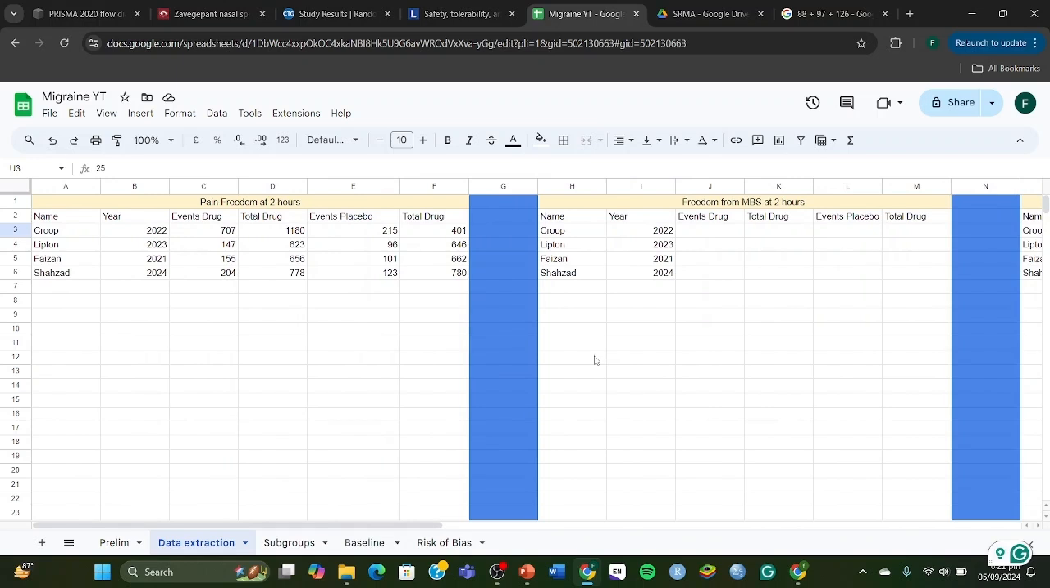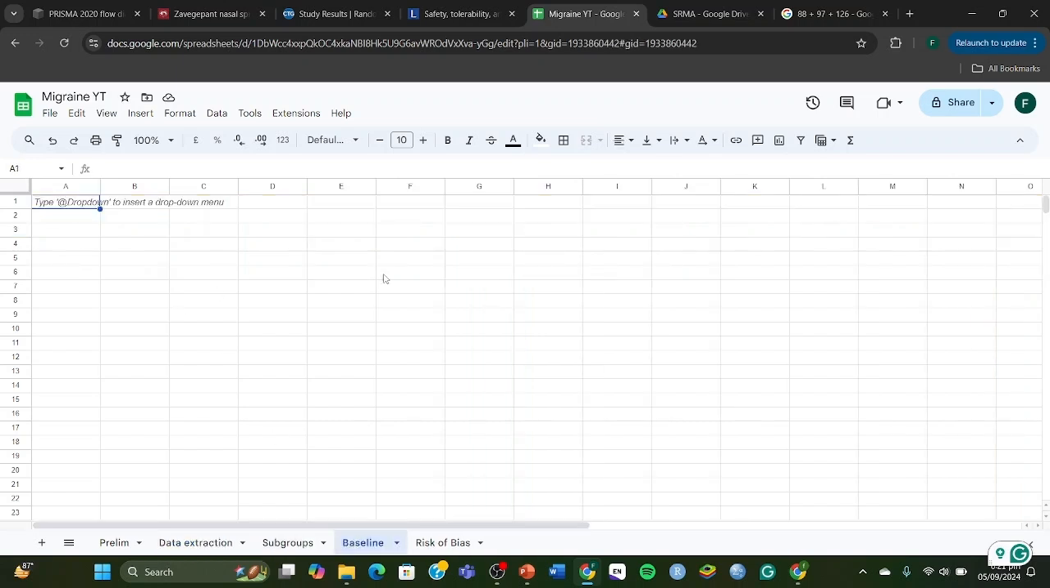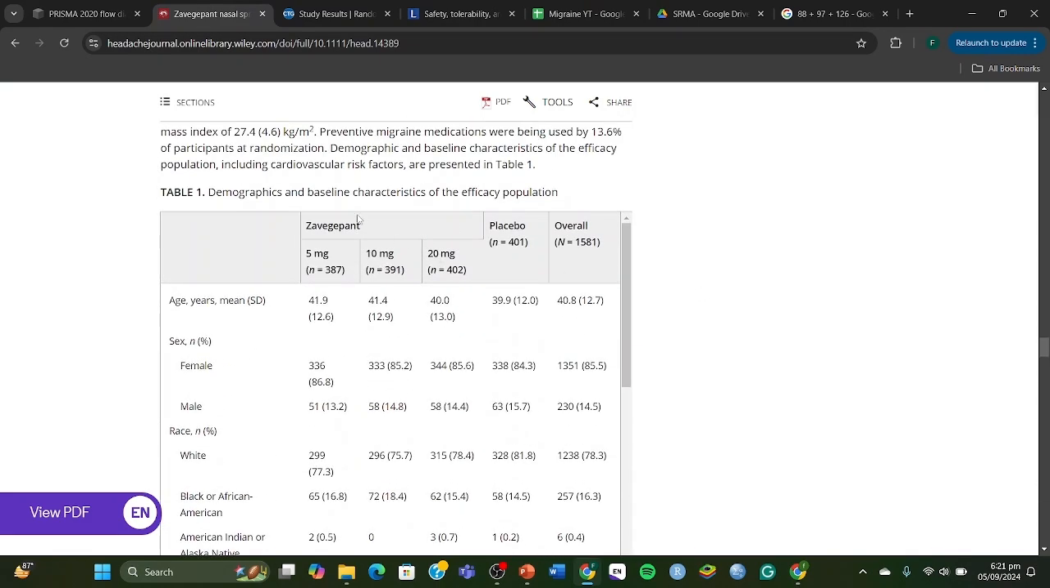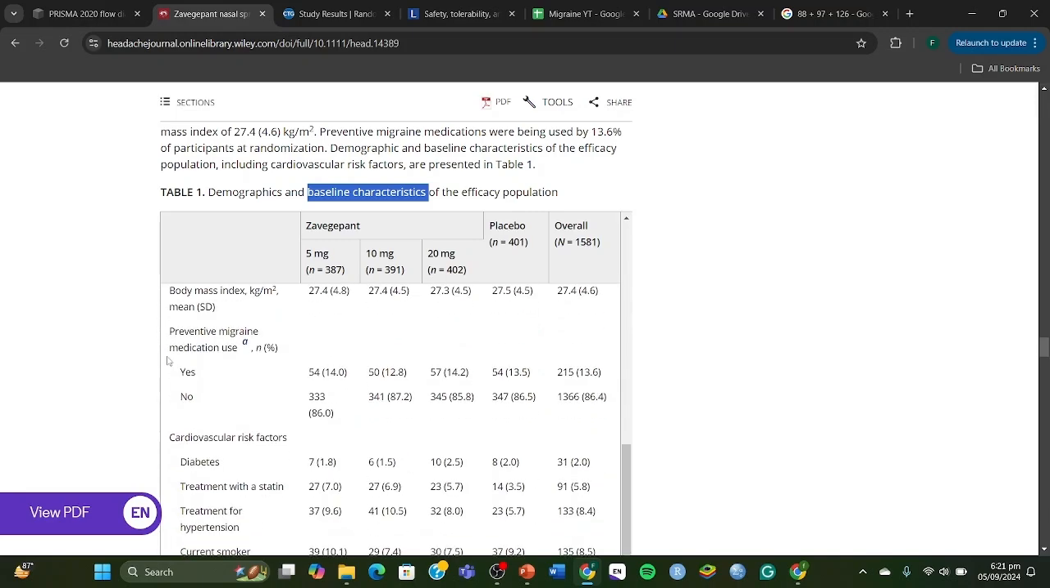In the second video, I'm gonna run analysis using the Revman software, and then we'll go on to the subgroups and baseline, etc. Actually, you know what, I'm just gonna cover the baseline. So if you go to the article, you're gonna see the first table, table number 1, demographics and baseline characteristics. This is the baseline characteristics that I'm talking about right here. So you need to include all of these as your baseline characteristics.